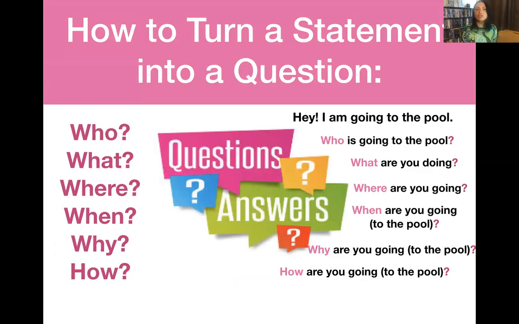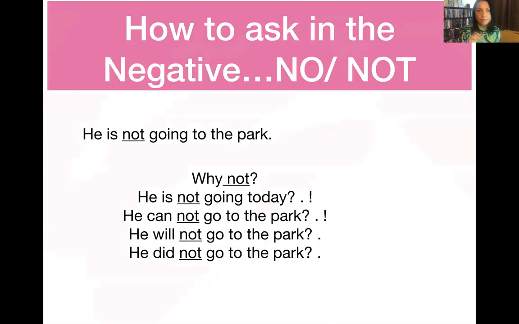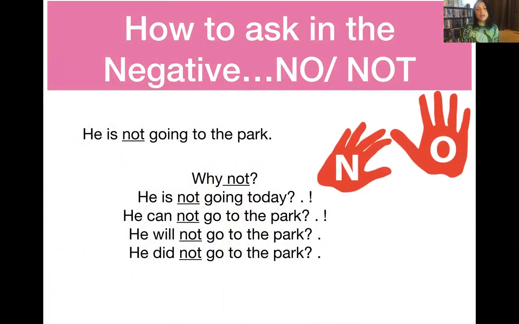How do we turn a statement into a question? By using who, what, where, when, why, and how. The same things that we use in details. Another way to do this is by flipping the verb and the pronoun. Is she leaving? Who is leaving? How do you turn it into a negative? By using not.